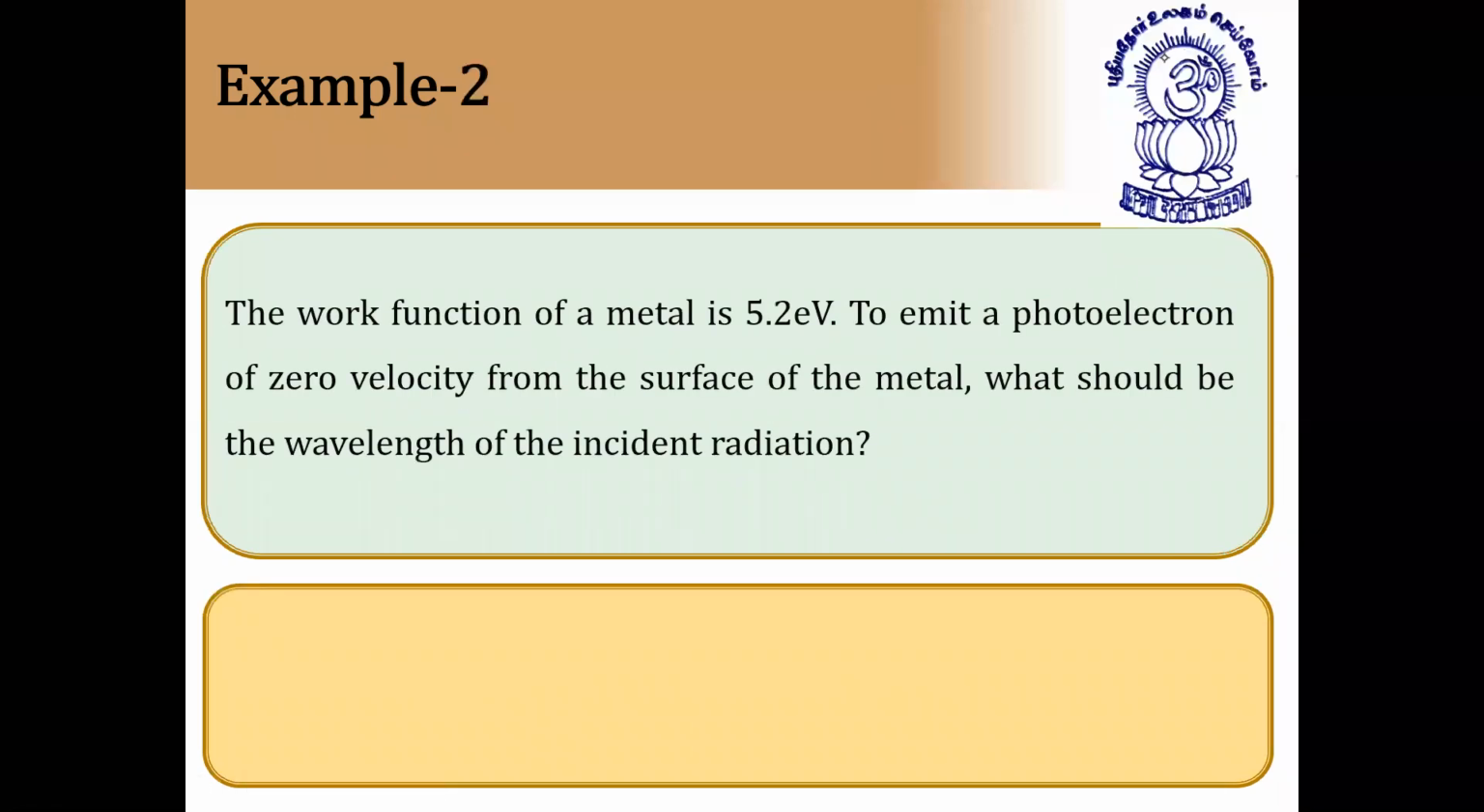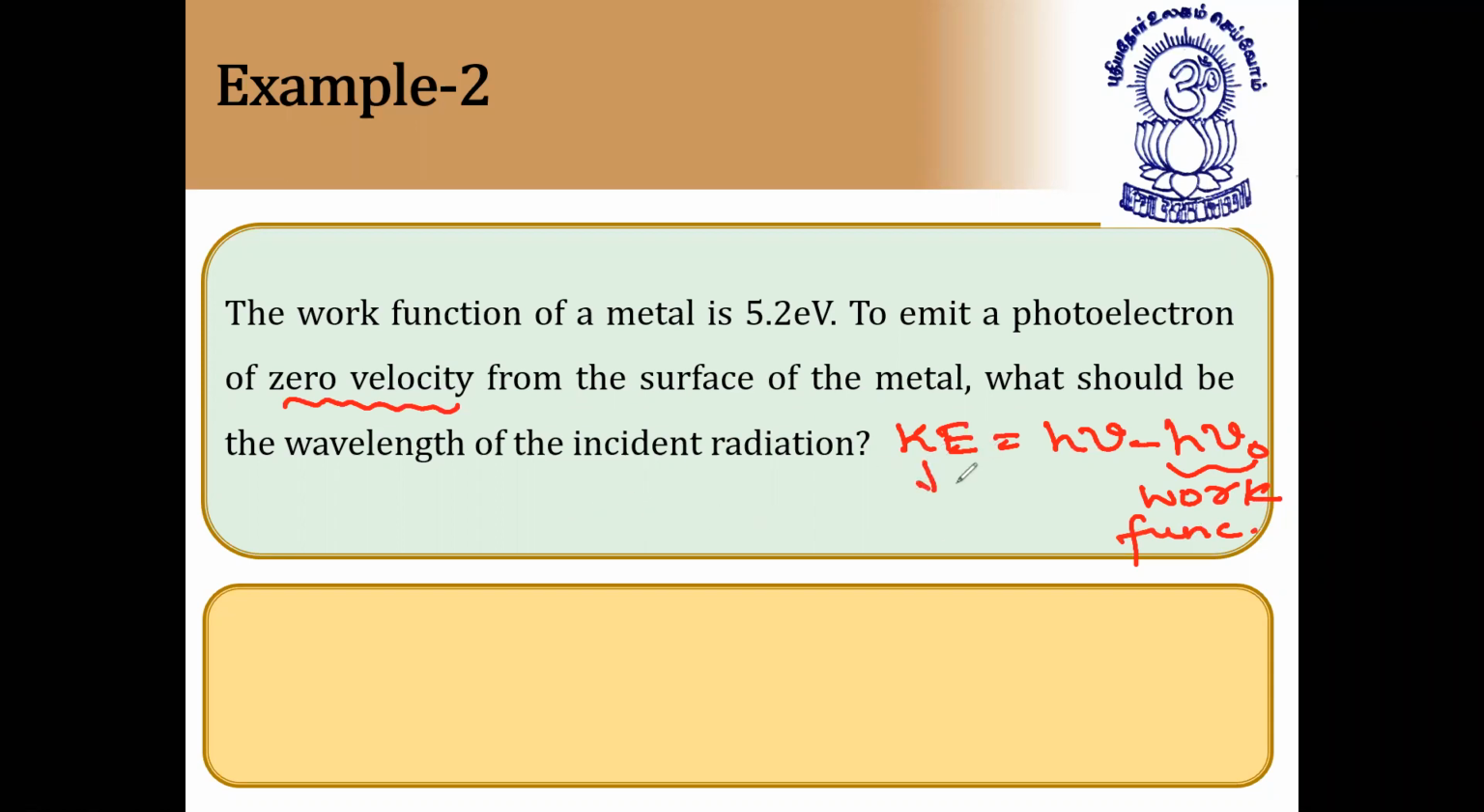The work function of metal is 5.2 electron volts. To emit a photoelectron of zero velocity, here zero velocity is important, from the surface of metal, what should be the wavelength of the incident radiation? Since already we know photoelectric effect, kinetic energy is equal to h nu minus h nu naught. This h nu naught is called work function of the metal. And kinetic energy is given 0 because it has 0 velocity.